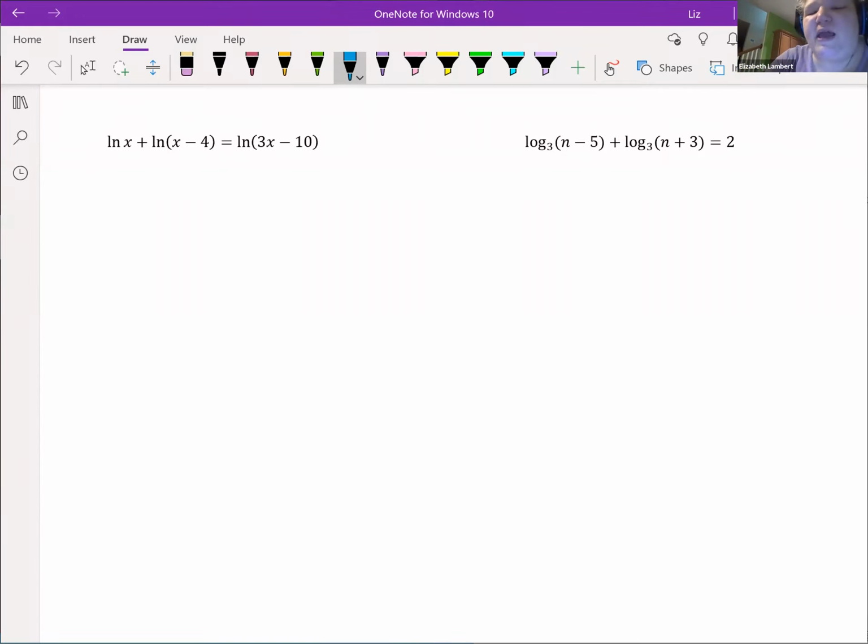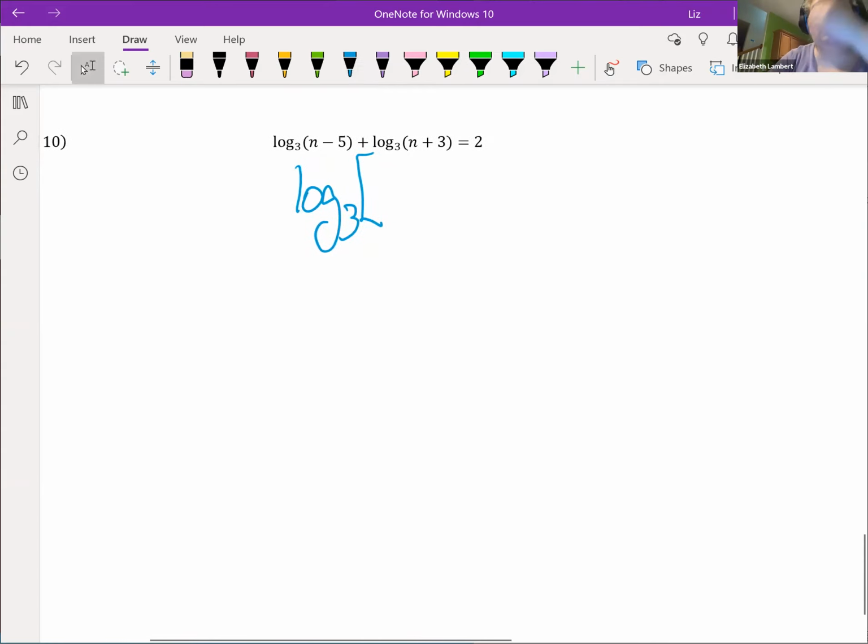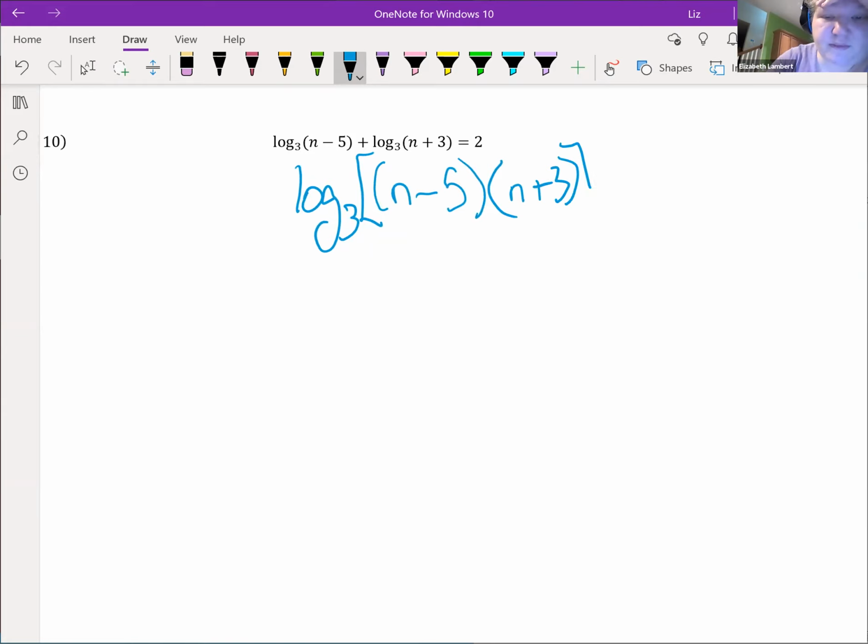So I have log of A plus log of B. That addition becomes a single log, still log base 3. And I'm going to put brackets just to emphasize the difference. So that is n minus 5 times n plus 3. And then the brackets are just to say that the log is applying to all of that. If you don't have the brackets, it can technically look confusing, but most people would still assume this is what you meant. And then that is all still equal to 2.